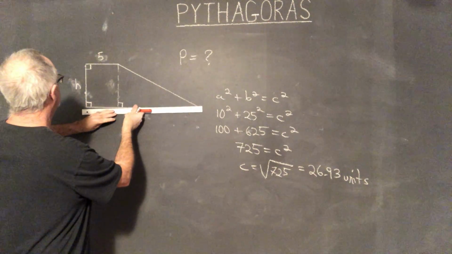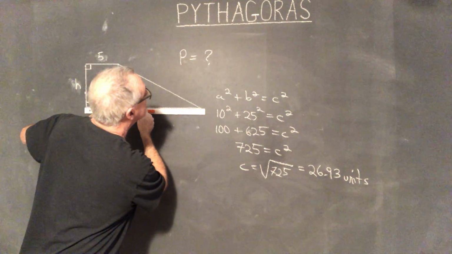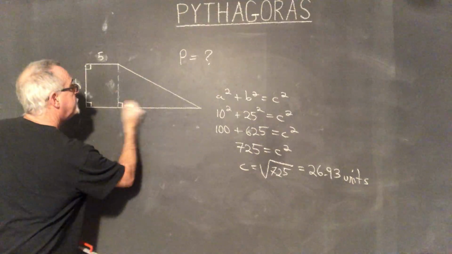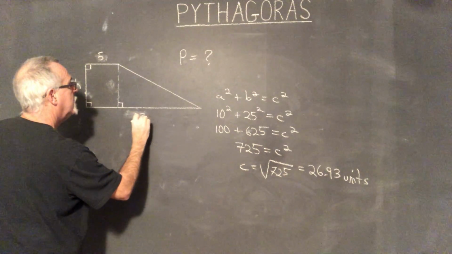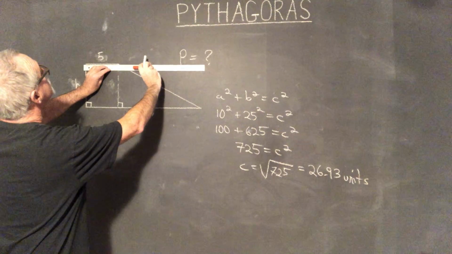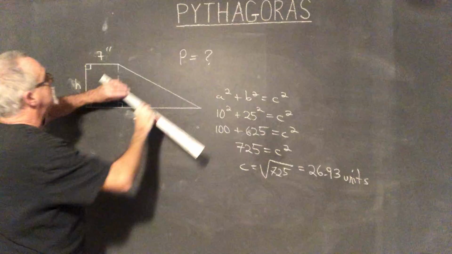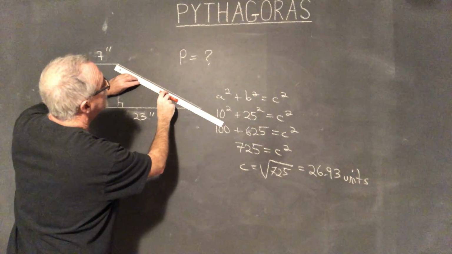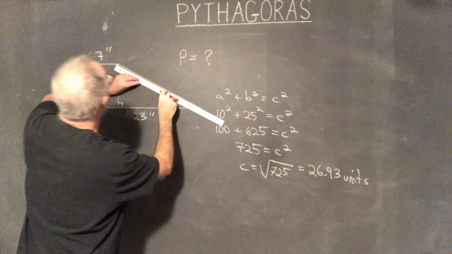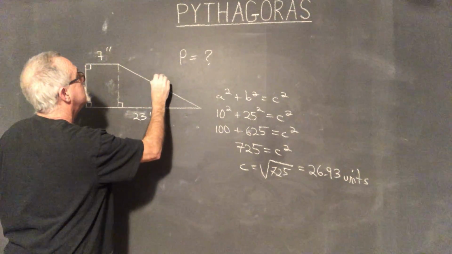What if I do it with inches? It's too long to be 17. I'm going to say that's 23. Now we're in inches. Therefore, I have to switch this to inches, and it is now going to be closer to 7 inches. But I also want to know this, and I'm going to call that 19 inches.